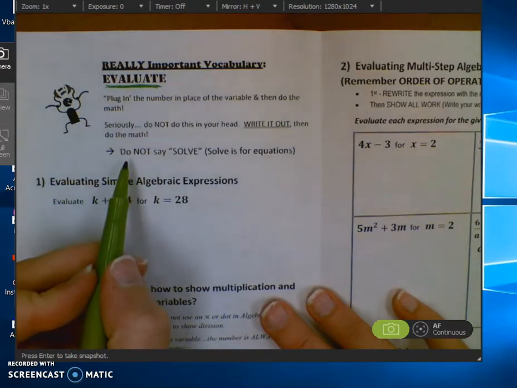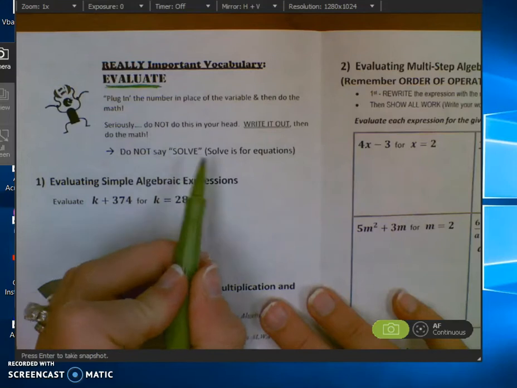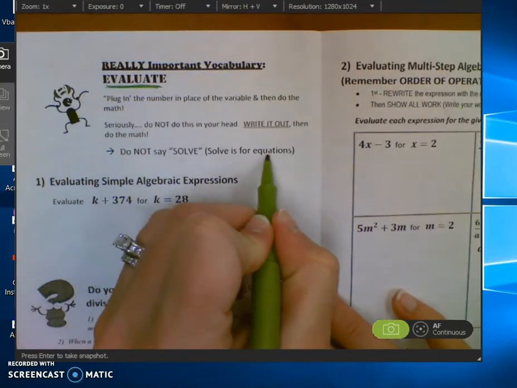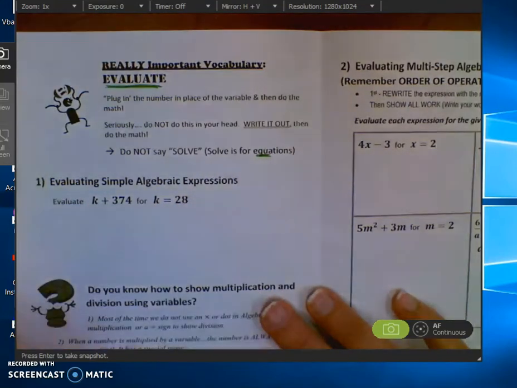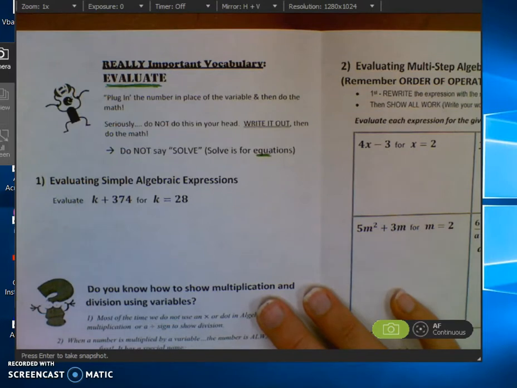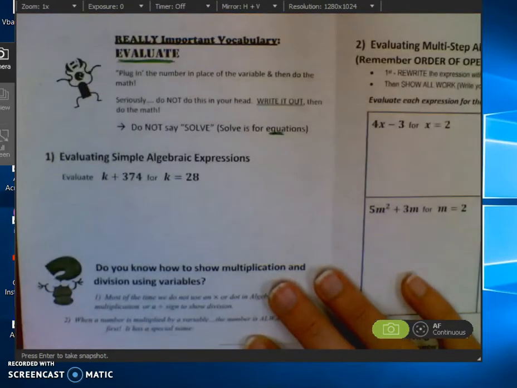And another important thing, again, do not say solve. Solving is for equations. Equations have equal signs. When we are talking about expressions, which do not have equal signs, we need to say evaluate. So those are just some important math words, some good things to make some distinctions about.